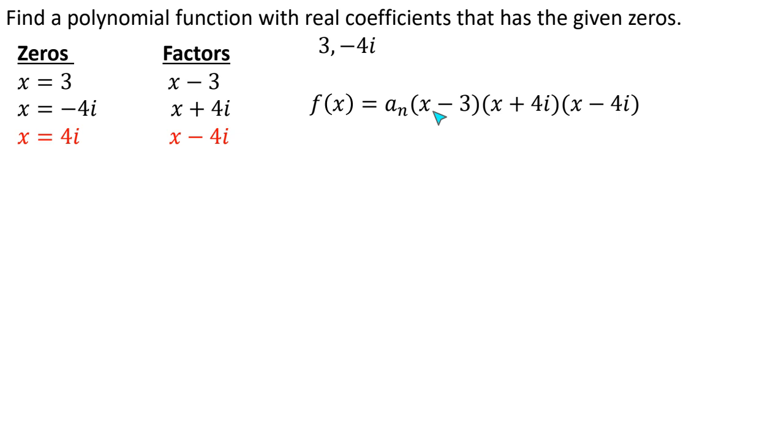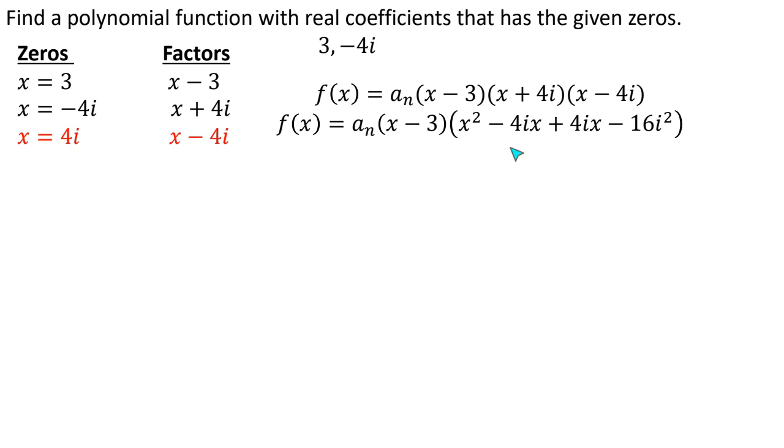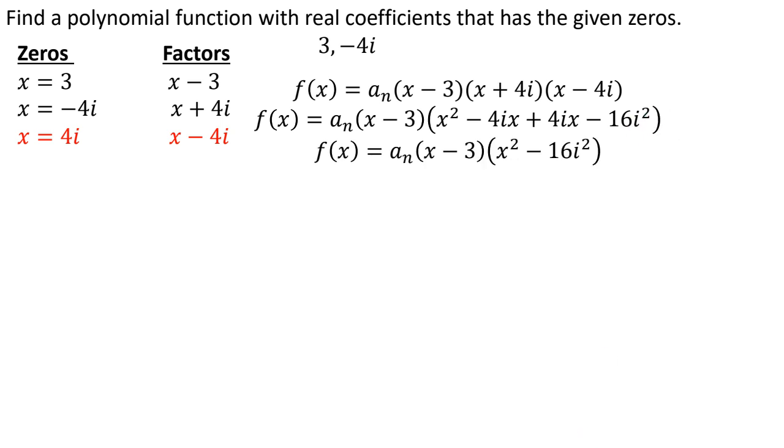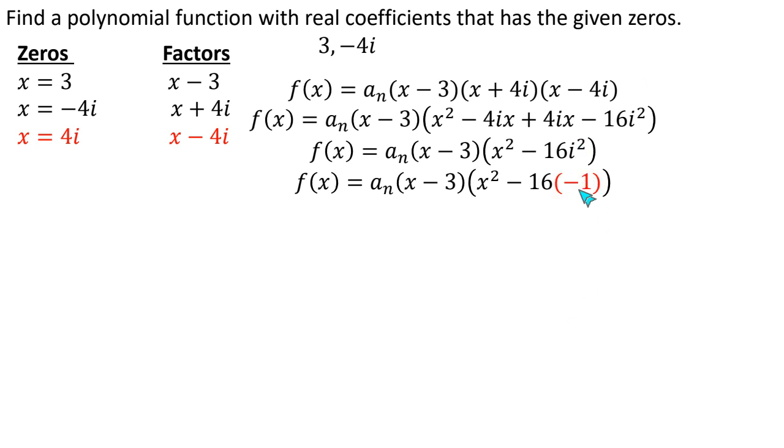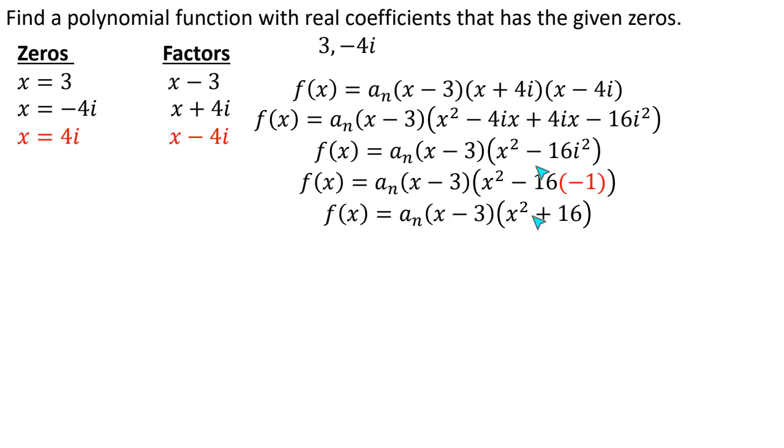So what I like to do is I like to multiply the imaginary numbers first. So I get x times x is x squared, x times -4i is negative 4ix. 4ix is 4ix. And then 4i times negative 4i is negative 16i squared. Now i squared is the same as negative 1. Okay, so instead of i squared, I can write it as negative 1. And then negative and negative is going to be positive. So we can write it as x squared plus 16.